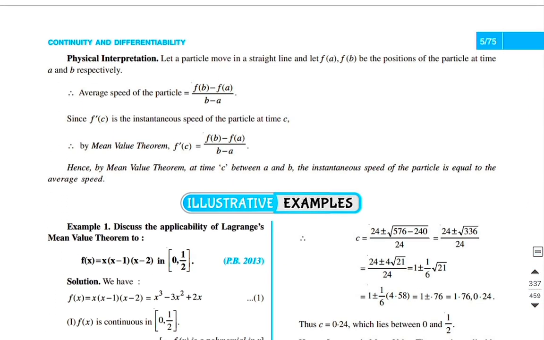So what is the physical interpretation? Physical interpretation means if a particle is moving in a straight line and f(a) and f(b) are the positions of the particle at time a and time b, then the average speed of the particle is (f(b) minus f(a)) upon (b minus a), and the instantaneous speed है f dash c. So physical interpretation की है कि at some point the instantaneous speed will be equal to the average speed. Okay, that is all. You must have seen this rule in your physics course as well.